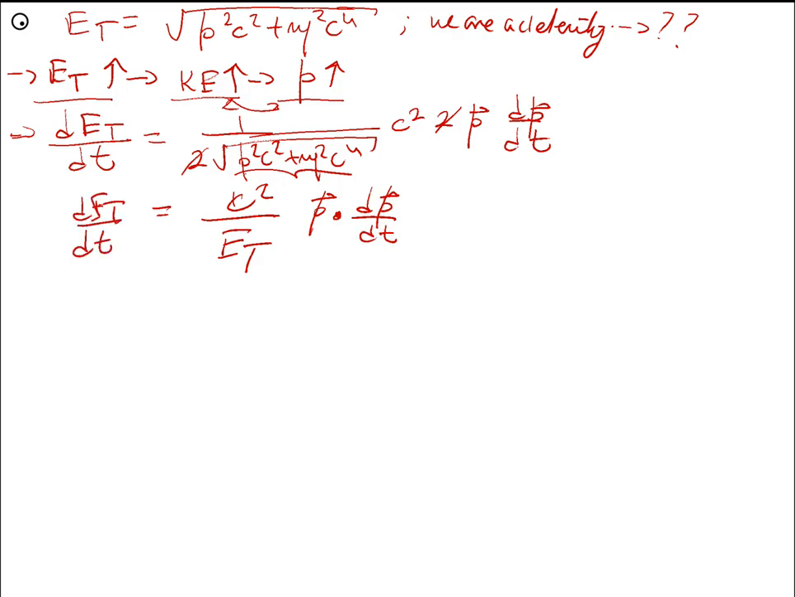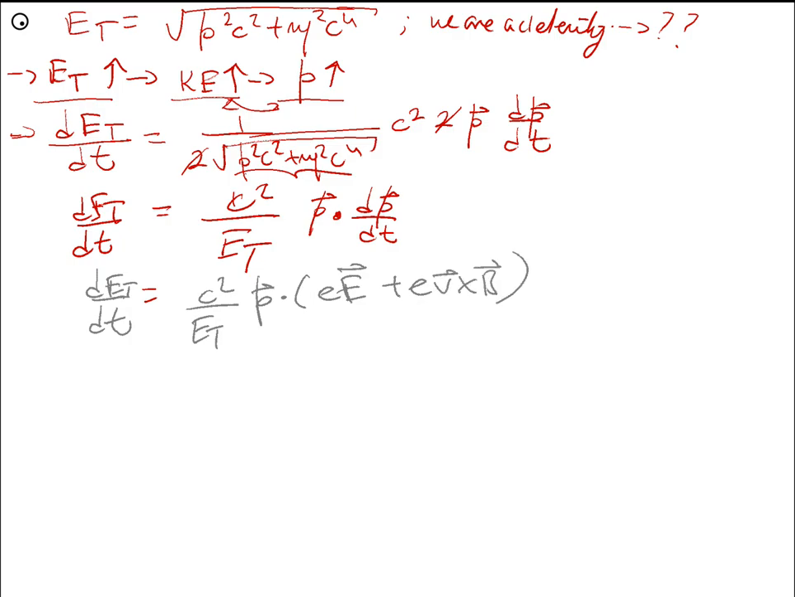Cool. But we know what the change in momentum will be in accelerator physics, because we only have electric fields or magnetic fields. So dE_total/dt is c squared over E_total, p dot (eE plus ev cross B). Now we just inserted the Lorentz force in there, and if we expand this, what do we get? Take e out: e E plus c squared over E_total, p dot v cross B.